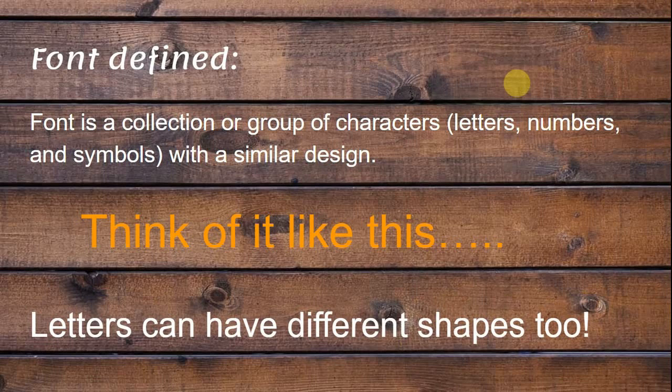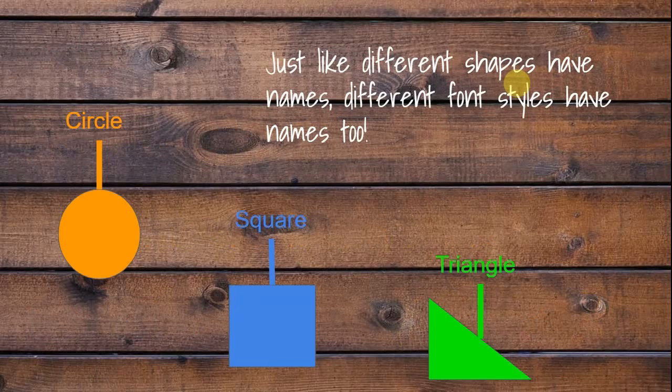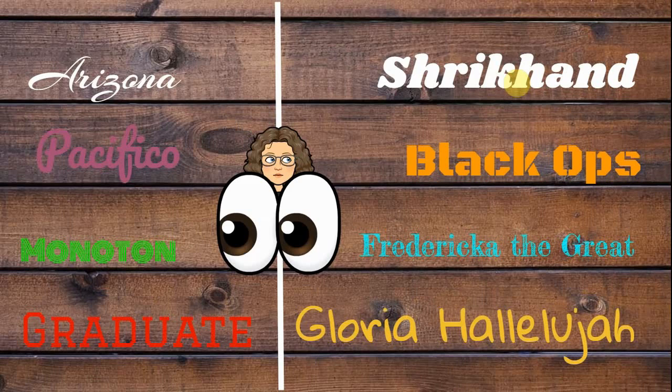Letters have different shapes too. They do have shapes, yes. And just like the different shapes have names, the different font styles have names too. Let's take a look at this for a moment. These words on the screen have shapes. These letters have shapes to them, just like our circle and our triangle and our square had shapes. These words have shapes. Arizona, Pacifico. They're made up of letters that are all shaped differently.